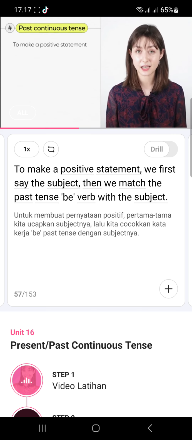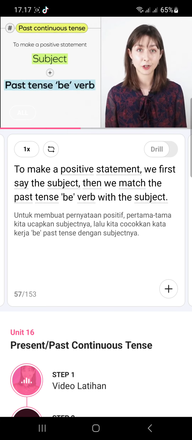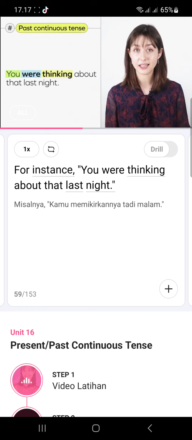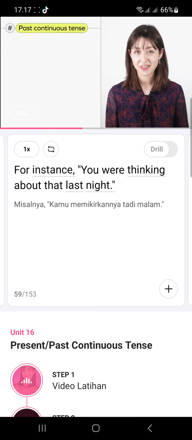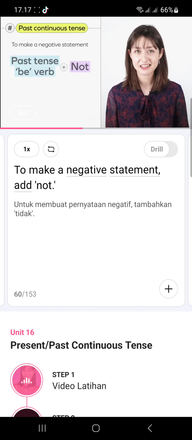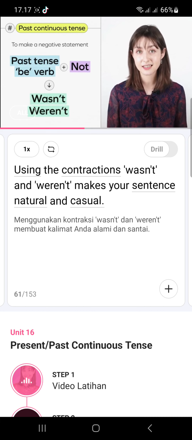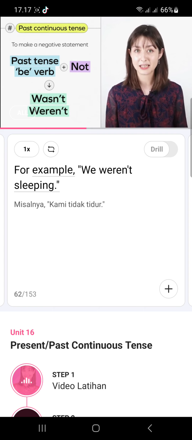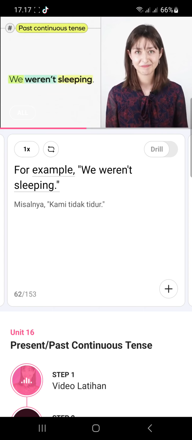To make a positive statement, we first say the subject. Then we match the past tense be verb with the subject. Next, add ing to the base of the verb. For instance, you were thinking about that last night. To make a negative statement, add not. Using the contractions wasn't and weren't makes your sentence natural and casual. For example, we weren't sleeping.